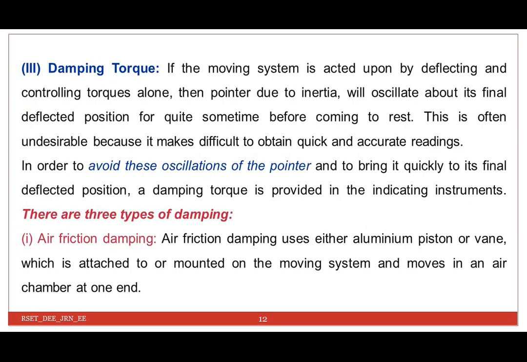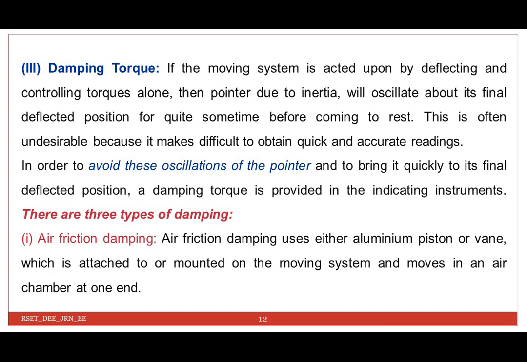Now, you have the third torque, very important to any indicating instrument, and that is called the damping torque. If the moving system is acted upon by deflecting torque and controlling torque alone, then the pointer, due to inertia, will oscillate about its final deflected position for some time before coming to rest. This is often undesirable because it makes it difficult to obtain quick and accurate readings. So, in order to avoid these oscillations of the pointer and to bring it quickly to its final deflected position, a damping torque is provided to the indicating instruments.